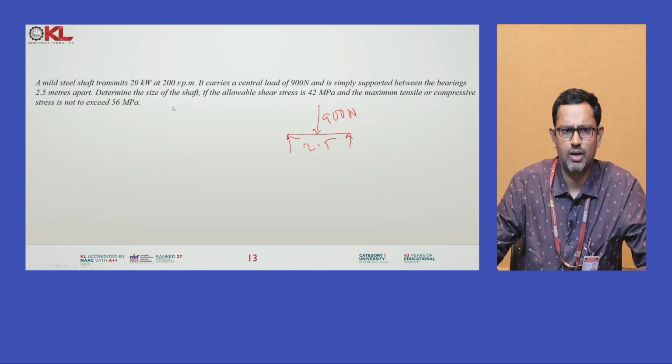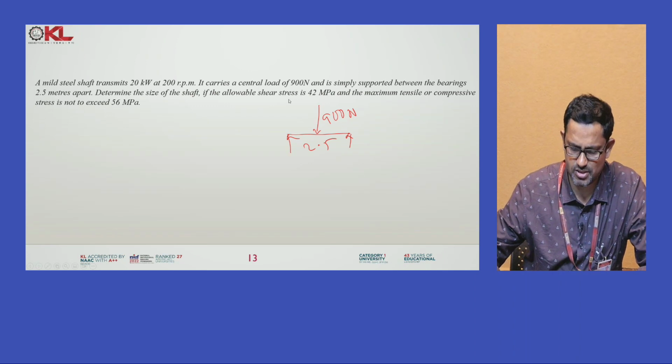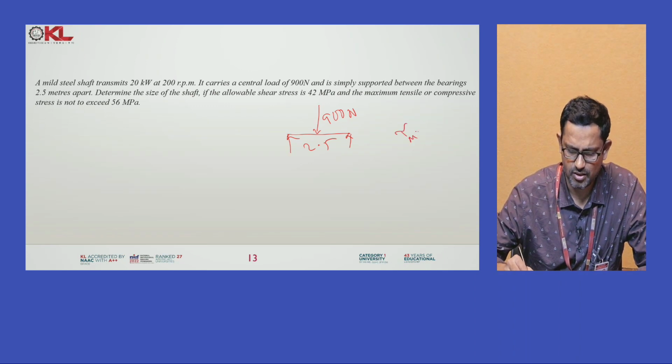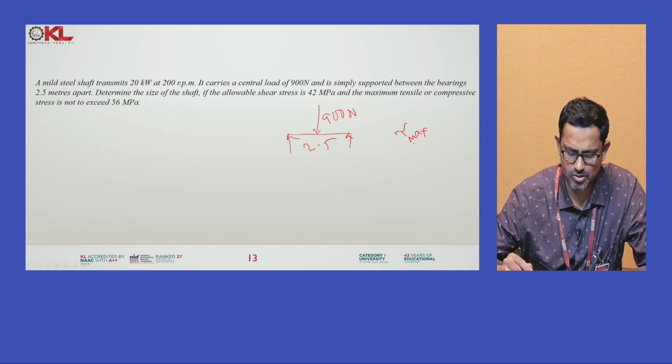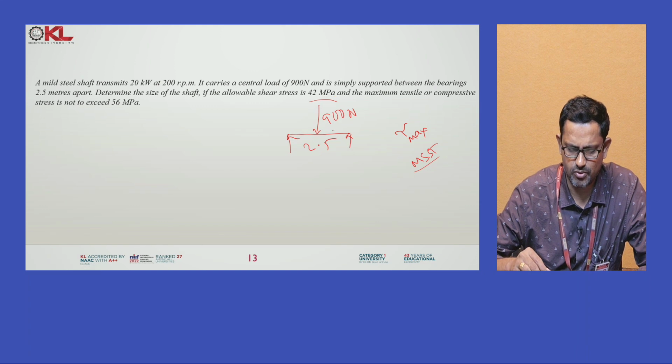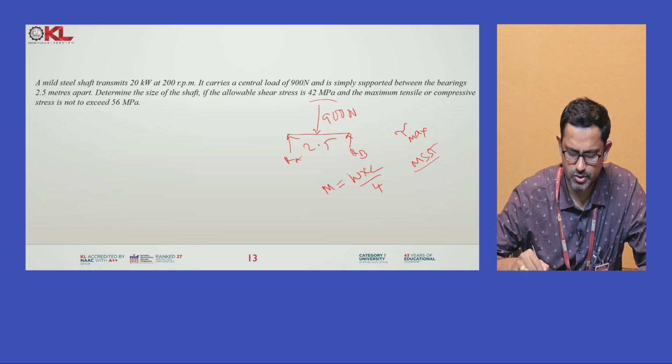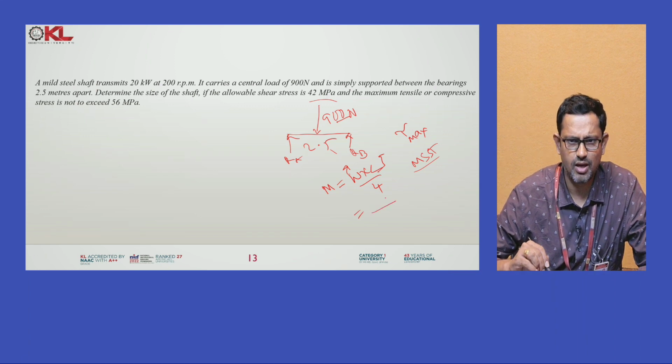Now they are asking to determine the size of the shaft if the allowable shear stress, that means tau max, is given already, and the compression stress is also given. So we will calculate according to the maximum shear stress theory only. This value is enough, 42. Now in order to calculate the bending moment, first we should know the reaction loads. RA and RB I can write as W by 2. Correspondingly the bending moment will be W into L by 4. W is 900 Newton, L is 2.5 meters. You substitute both values here and you will get the bending moment value.